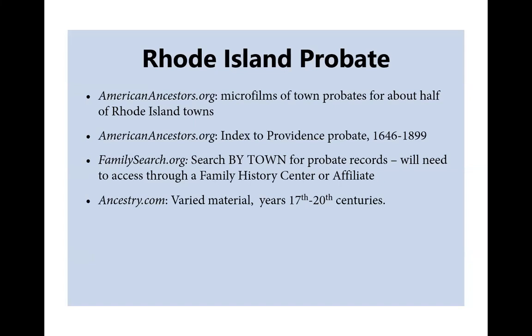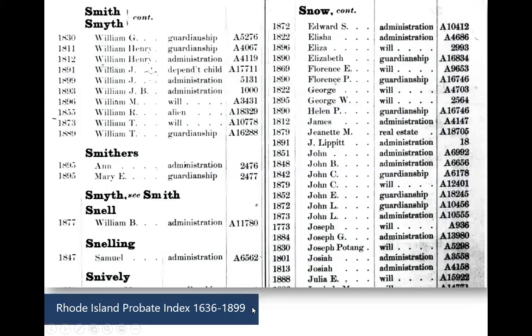Ancestry's Rhode Island probate collection is organized by county, even though the records are really at the town level, and has a variety of materials. This shows the Providence, Rhode Island probate index for the period 1636 to 1899. The index is organized by surname and then chronologically within surname. It gives the type of probate material and the docket number.